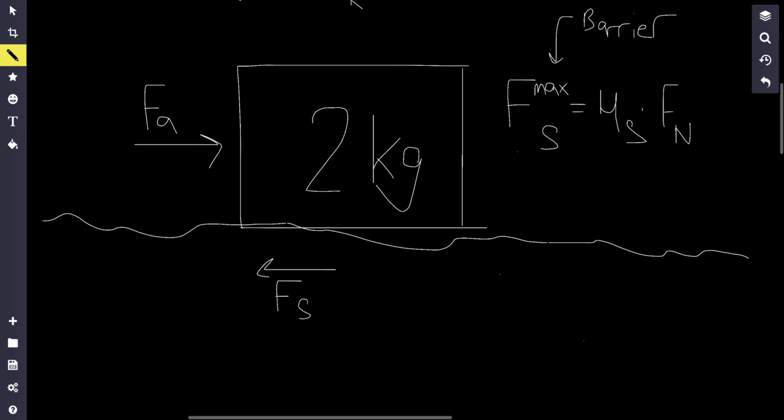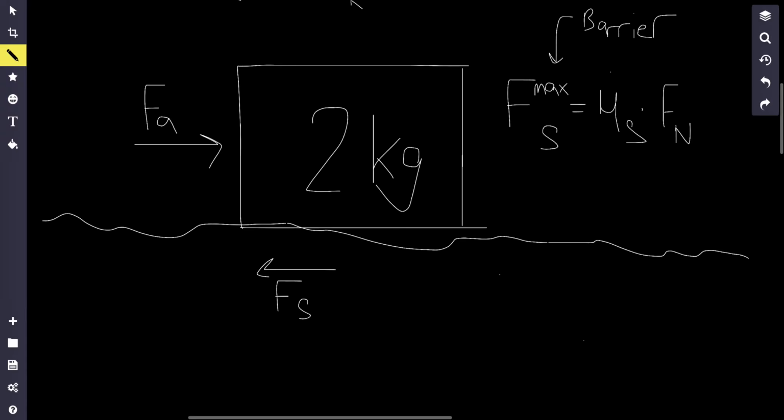Now, for static friction, it's actually inaccurate to say that that's the formula for it. This is actually the formula for the maximum static friction. Think of it like this. In order to get this 2 kilogram box to move in the first place, you need to pass some barrier of force in order to actually get the object moving. And the maximum of this static friction force represents that specific barrier you have to surpass.